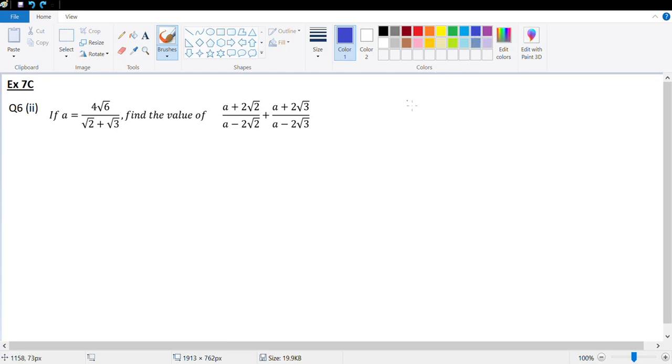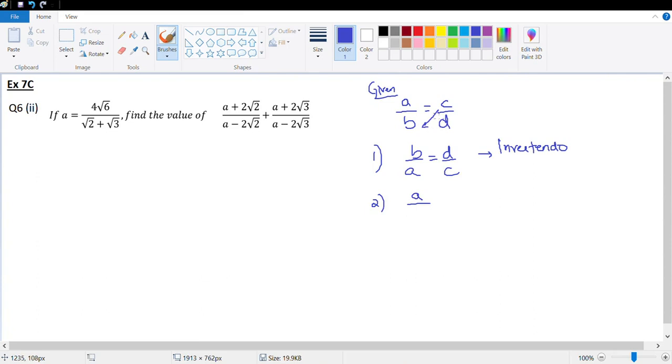which is if A upon B is given equal to C upon D. So if this is given, then we talked about five properties. The first one said B upon A will be equal to D upon C, which means the reciprocal of this. So this property was called invertendo, which means we are doing inverting or taking the reciprocal. The second one was if I replace the denominator and numerator, so this will be A upon C is equal to B upon D. This was called alternando.